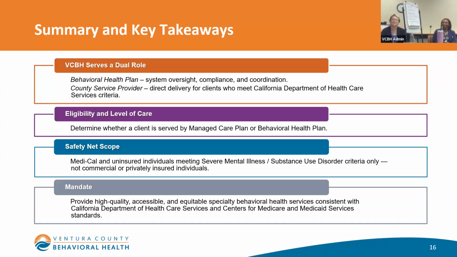And our level of care has to do with partnership, right? So level of care or partnership: Gold Coast, Kaiser, or BCBH. Safety net is for Medi-Cal and uninsured. And then our mandate is to ensure quality, access, and equitable specialty mental health services to those who are entrusted to us by the state.